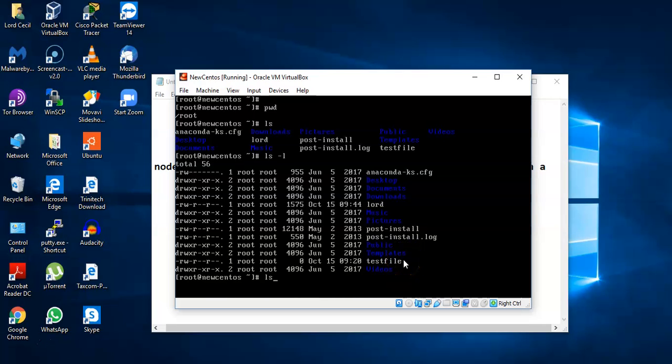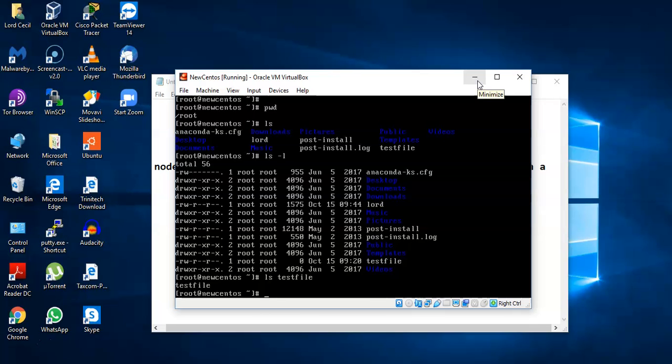So if I ls test file, it gives me back test file. I'm not really doing anything in the file. So for inode, as we explained, when we modify something in the file, the inode information also changes, right?